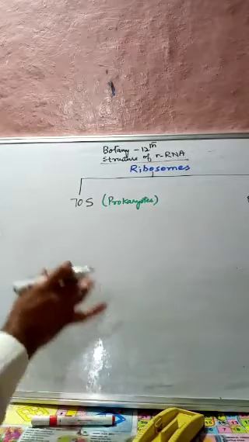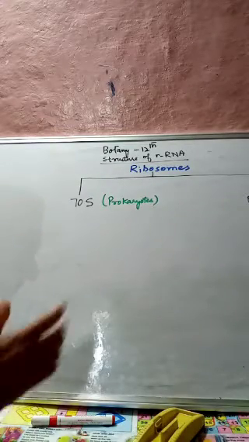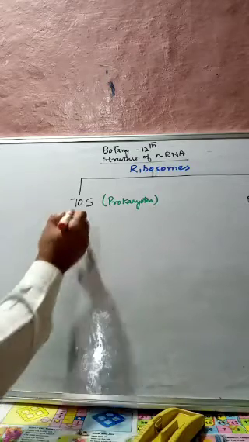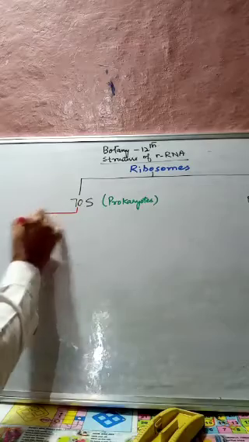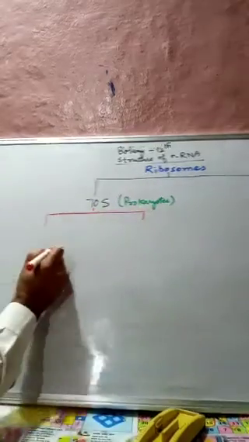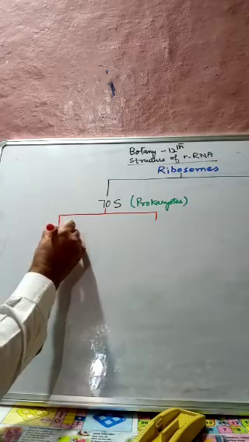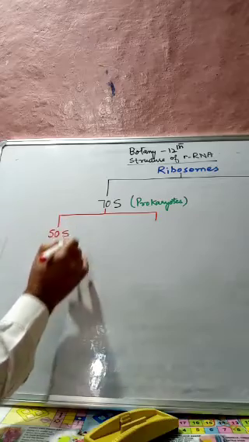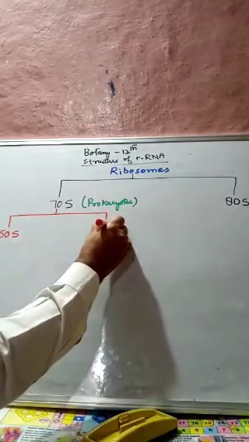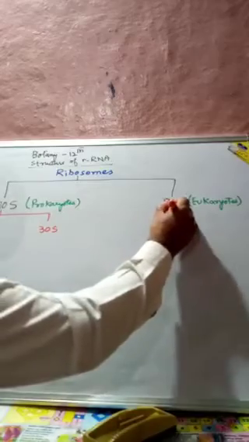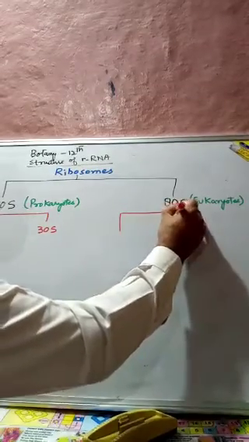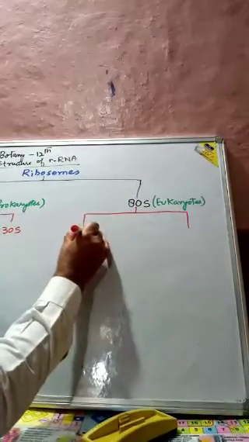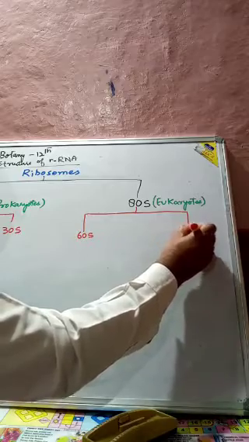Now we know these ribosomes are made up of subunits. The 70S ribosome is also made up of two subunits: the 50S subunit and the 30S subunit, while the 80S ribosome is also made up of two subunits, that is the 60S subunit and the 40S subunit.